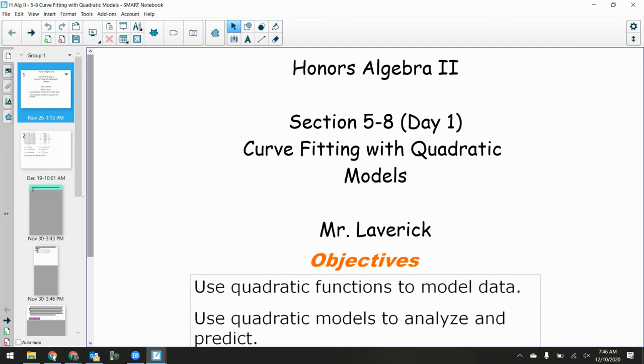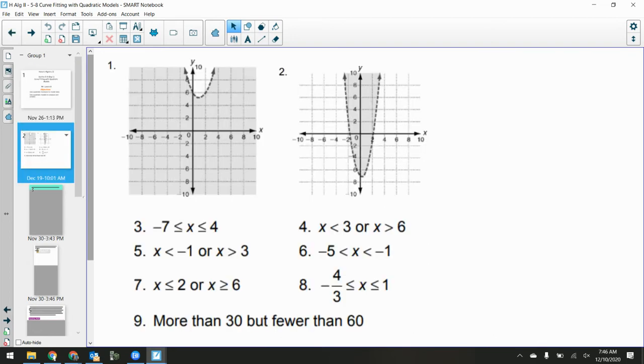So this is not really section 5.8 day one. We're actually going to do section 5.9. But here is the key for the homework.